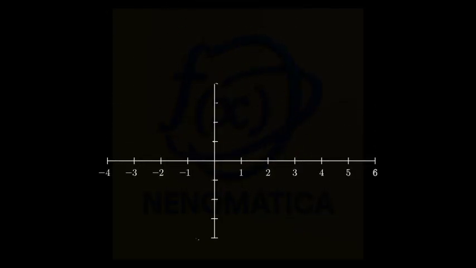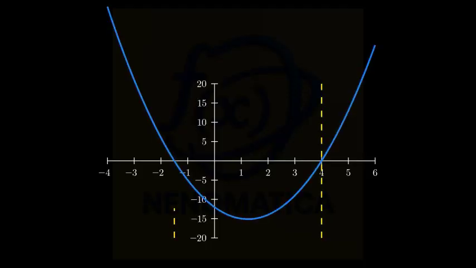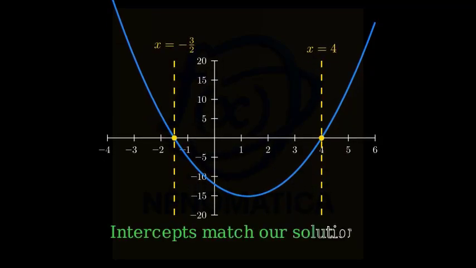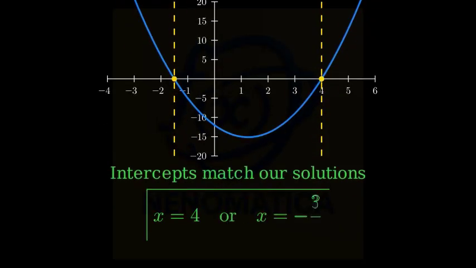To build intuition, let's verify the roots on a graph. We will plot y equals 2x squared minus 5x minus 12. The curve should cross the x-axis at x equals 4 and at x equals negative 1.5. Final answer: x equals 4 or x equals negative 3 halves.